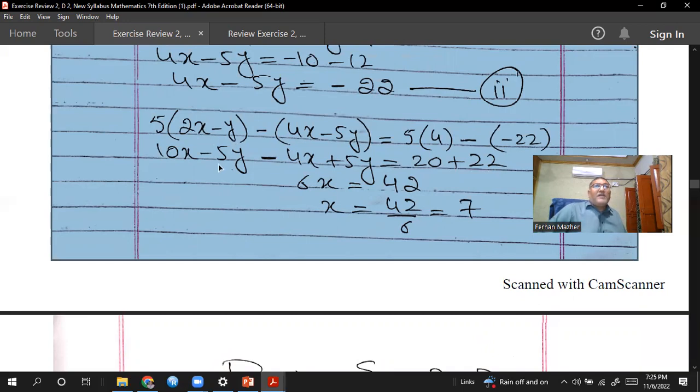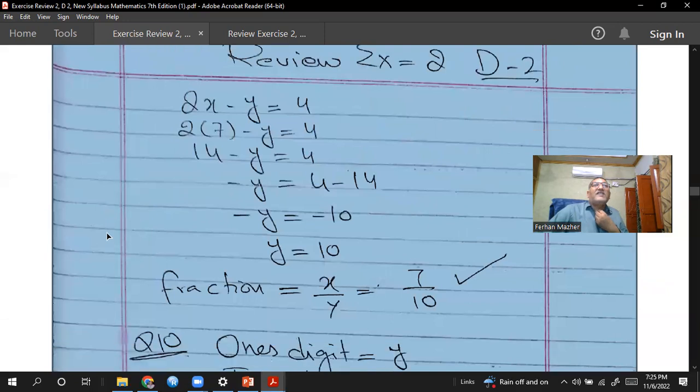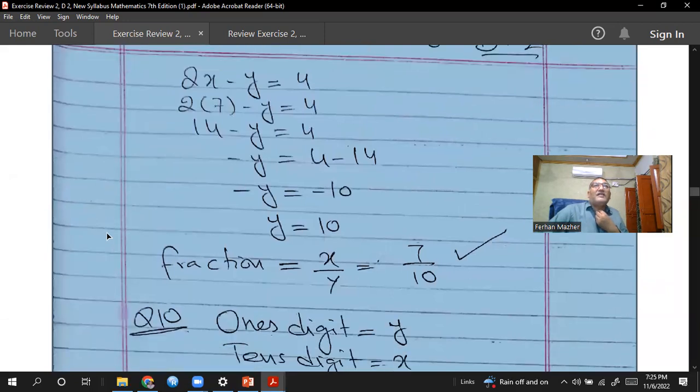So this minus 5y plus 5y, they will be cancelled. 10x minus 4x, that will be 6x. 20 plus 22, that will be 42. So x will be equal to 42 divided by 6. That will be equal to 7. So now you have the value of x. You can substitute this value into the first equation, and you will find the value of y.